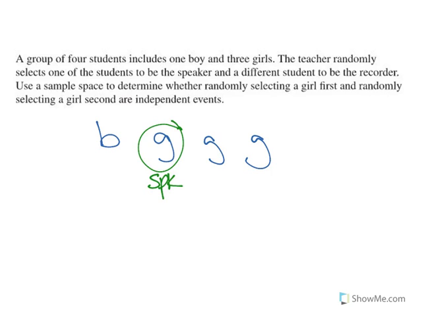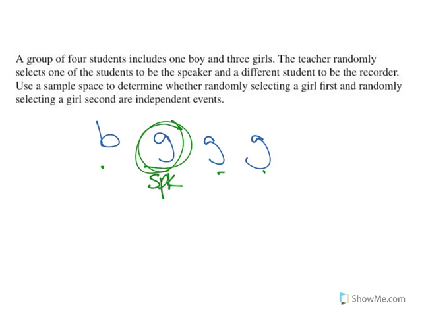And then I have to pick somebody else to be the recorder. Well, it can't be the same person because she's already the speaker. So I would have to pick one of the other 3 people. My second choice depends on who I picked first because I can't pick that one again. So they're dependent events because I have fewer to choose from the second time.